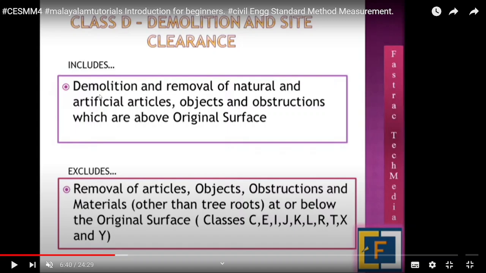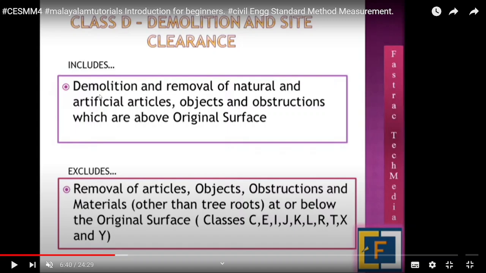Suppose you have to remove a footing, a big footing, that is clearly visible in your site. You need not worry about getting a crane to remove that because it is already above the surface. In the contract, it is well defined.